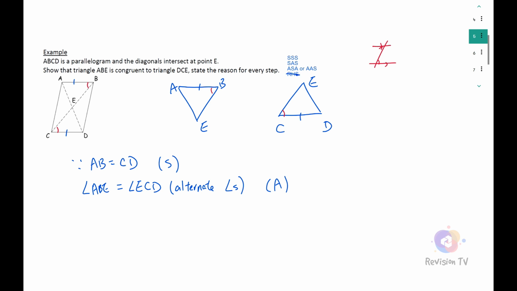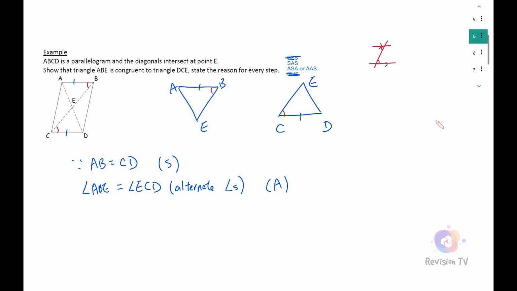So what we know is RHS is definitely out of the equation, SSS as well. So what we need is SAS or ASA, so we identify one more angle or one more side. Now, if we want to use SAS, because our angle is here, that means we have to prove our BE is the same as CE.